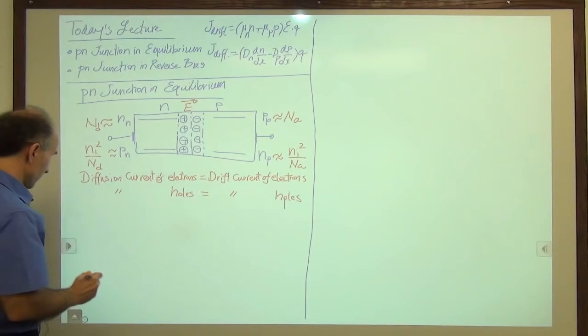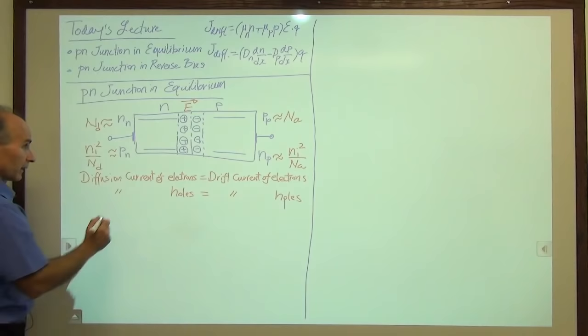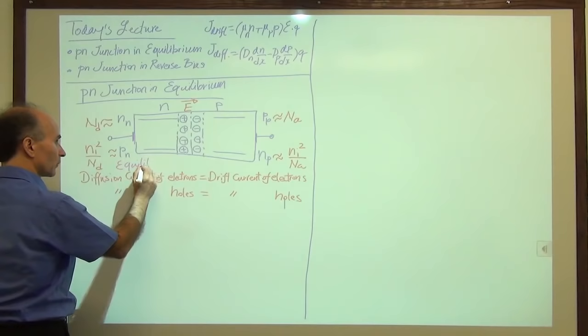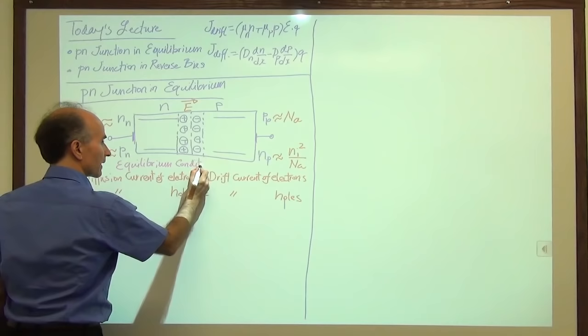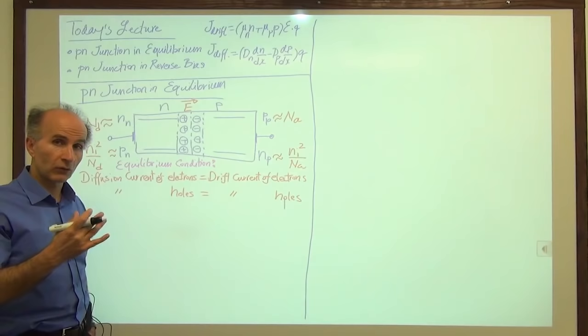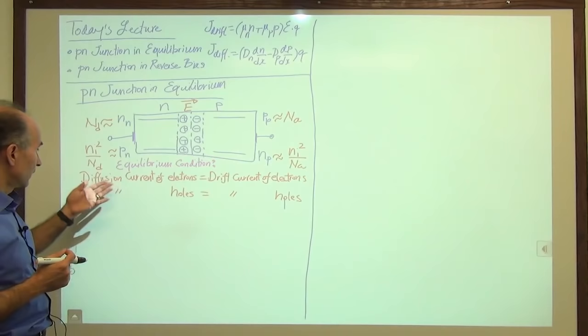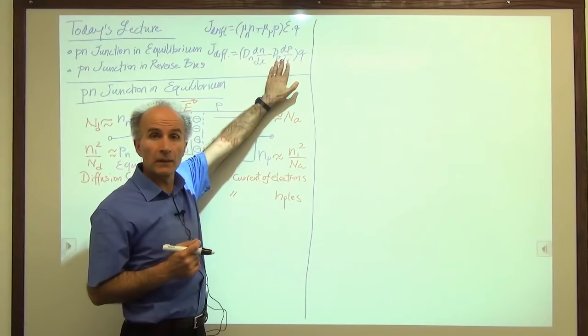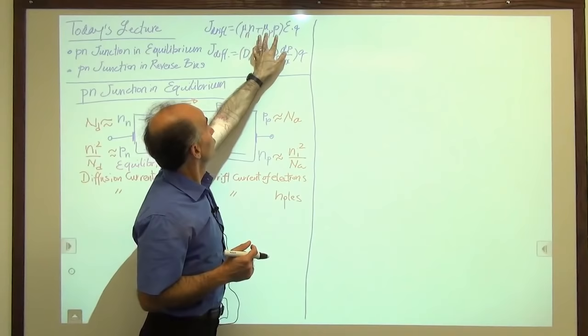So let me change the color to something else. So we say equilibrium condition is satisfied when these two hold. Okay, so now it seems that we are a step closer to writing an equation to describe the equilibrium condition. We will look at the second equation. Diffusion current of holes must be equal to the drift current of holes. So let's equate these two.